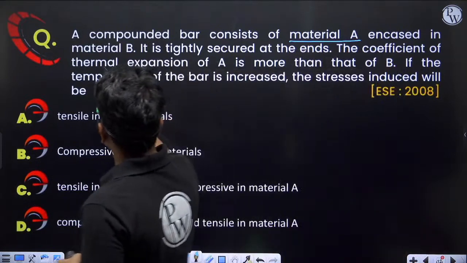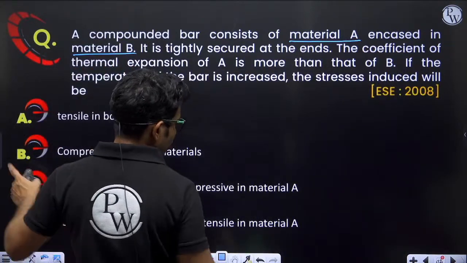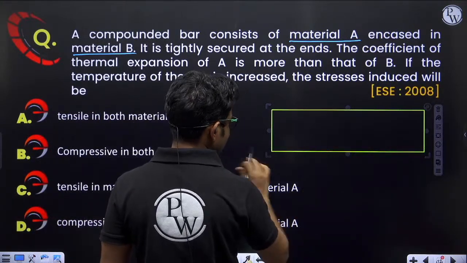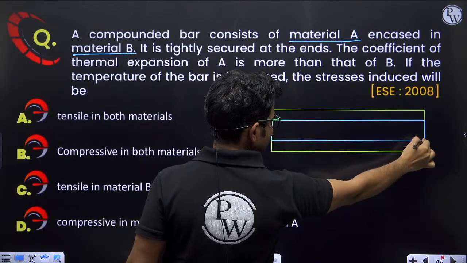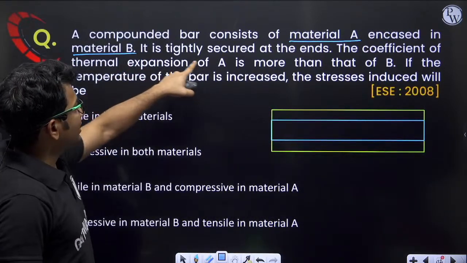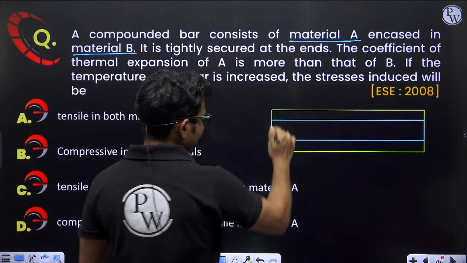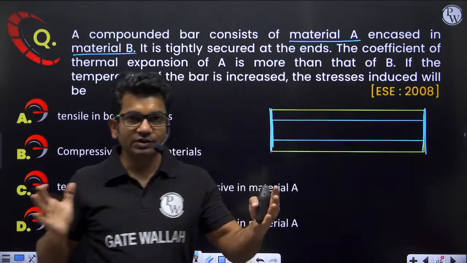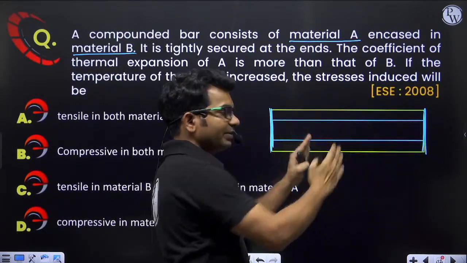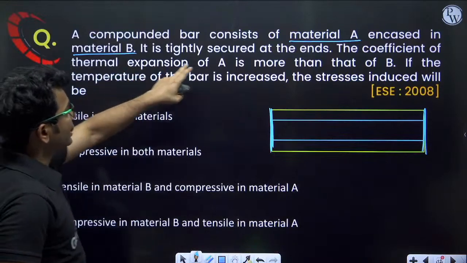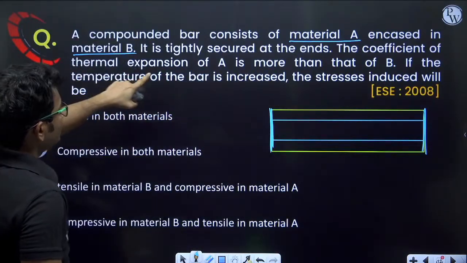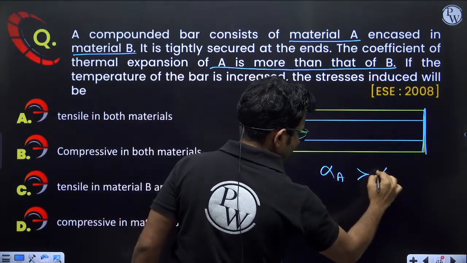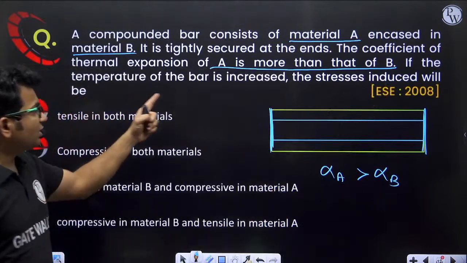Clear. Next question. The compound bar consists of material A encased in material B. We have a compound bar similar to what we have seen earlier. One material is encased inside another material like this. It is tightly secured at the ends, so at the ends there is no differential movement. Whatever elongation there is, they both will elongate or compress by the same amount. The coefficient of thermal expansion of A is more than that of B, so alpha A is more than alpha B, and the temperature of the bar is increased.